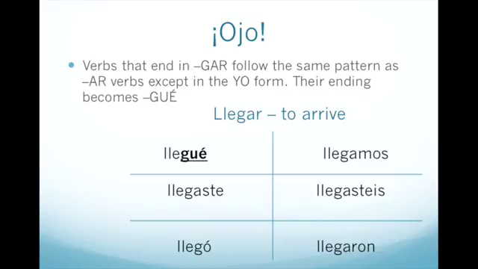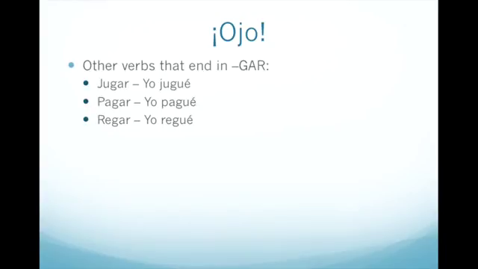If we do not have the u in there, the g before an e makes a soft h sound, so it would be sounding like llehe instead of llege. And of course, we want the hard g sound, so we insert a u to do so. Anytime you see other verbs that are gar verbs, for example, pagar, jugar, regar, which means to water, and you want to say I played, I paid, or I watered, yo jugué, yo pagué, yo regué, where you can see all the u's in the yo form. Everywhere else in the verb, they are regular.